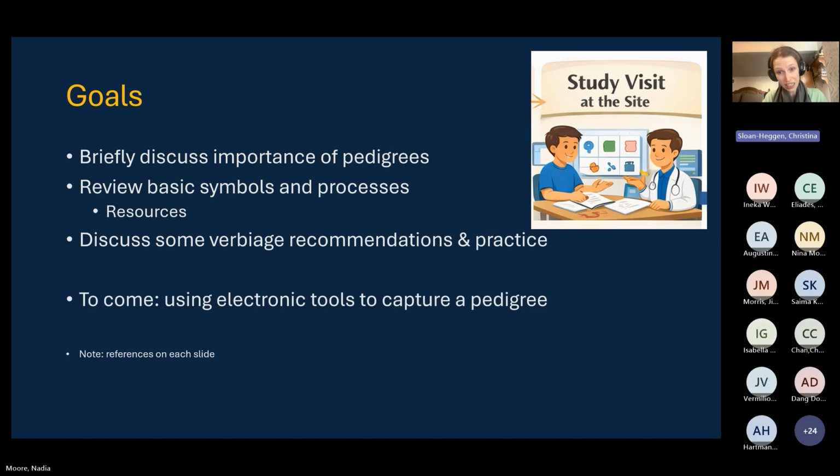The plan long term is to have an electronic tool that we can use, but we're still working out some of the kinks and deciding exactly what that tool is and how we're going to integrate it into our data collection. Go ahead and switch slides.